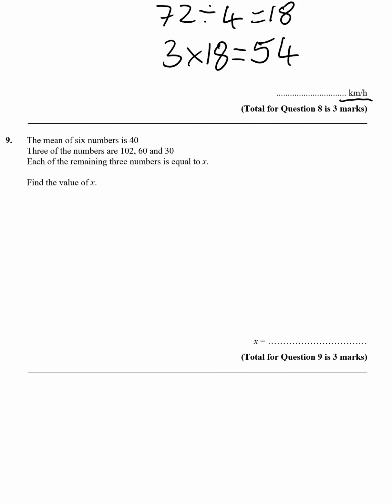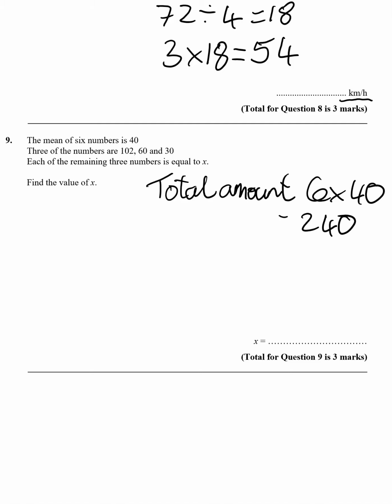Right, number 9. The mean of 6 numbers is 40. 3 of the numbers are as follows. Each of the remaining 3 numbers is equal to x. Find the value of x. Well, the total amount is basically 6 times 40. So they've all got to add up to 240.